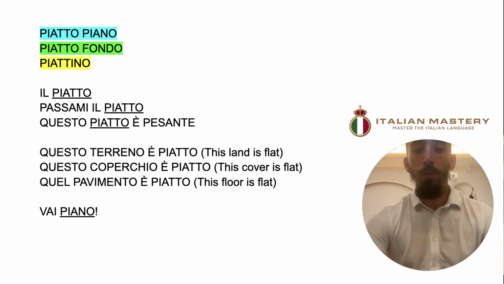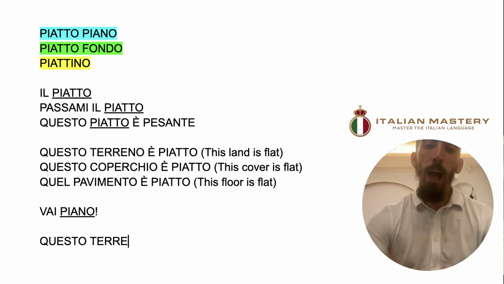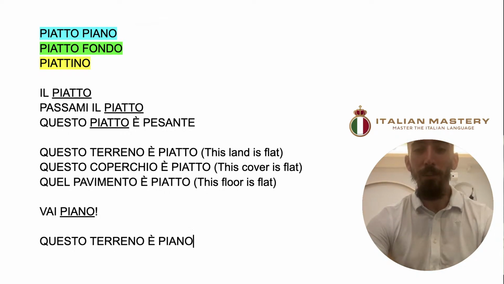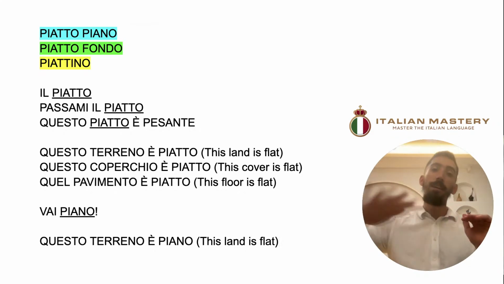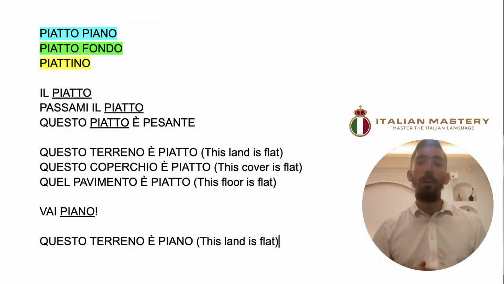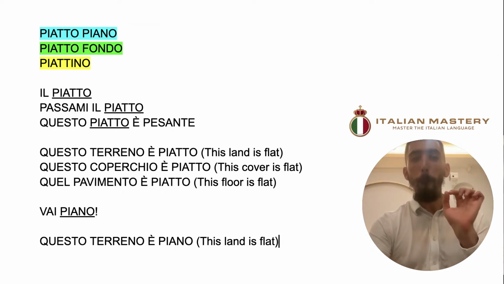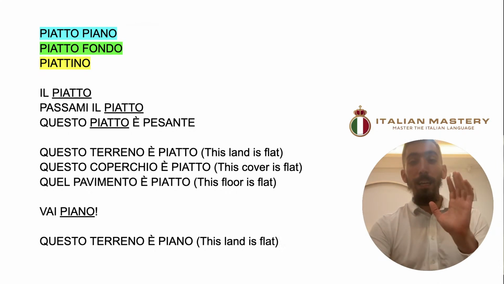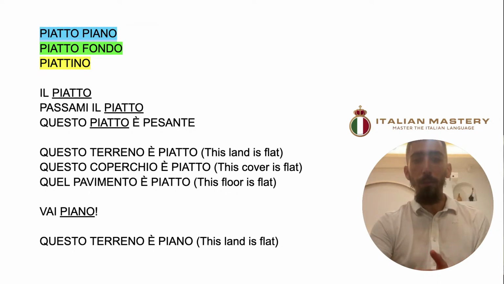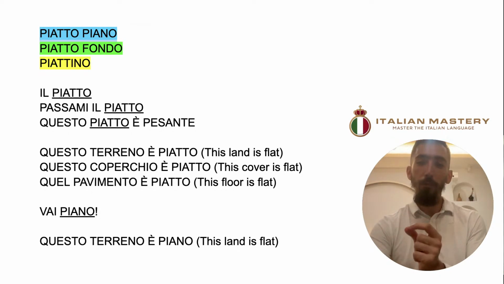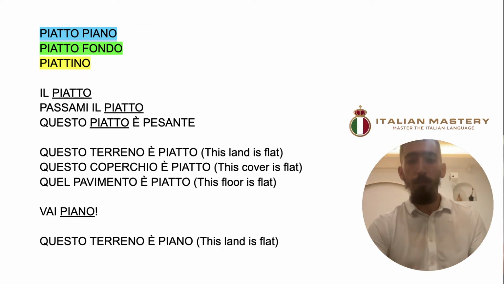Questo, again, I am not very imaginative. Questo terreno è piano. Okay, so this land is flat. This piece of land is flat. It's not inclined. It's flat. Questo terreno è piano. In this case, of course, piatto piano is used as an adjective. Therefore, it means flat, flat plate.